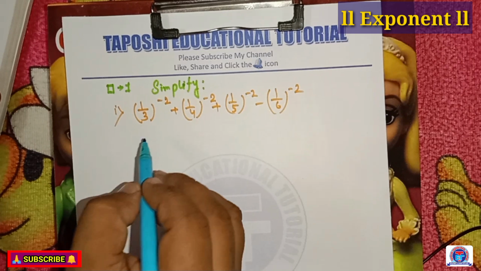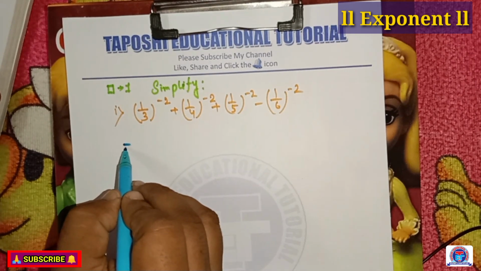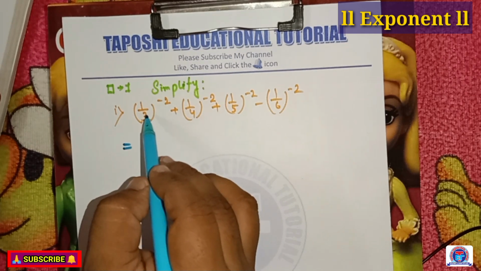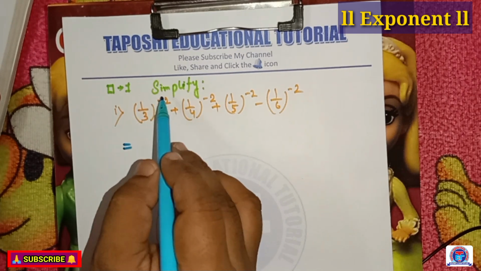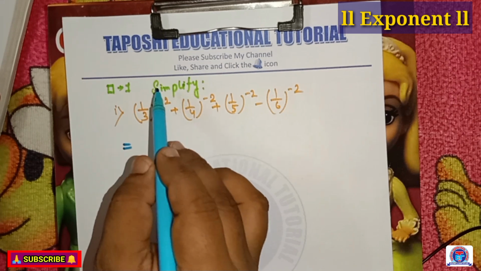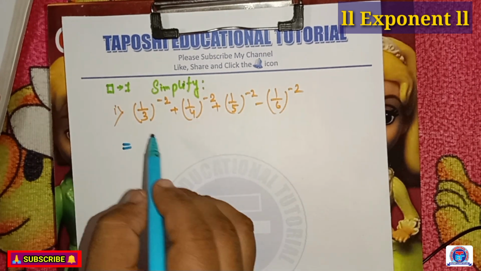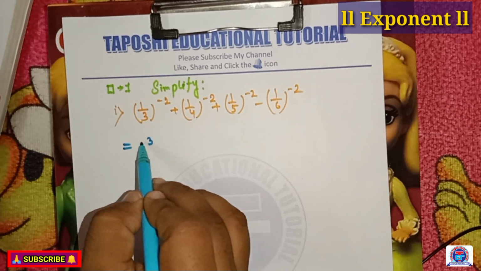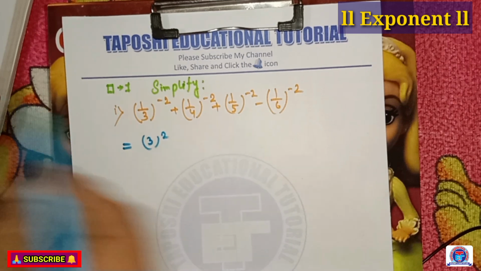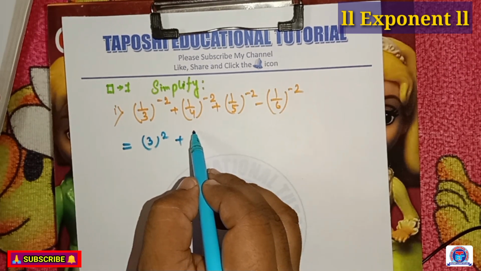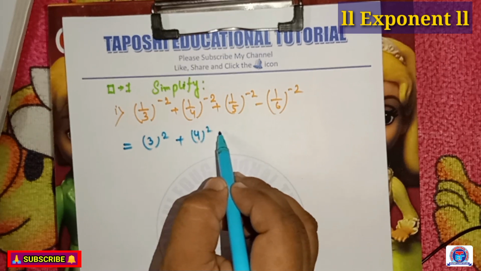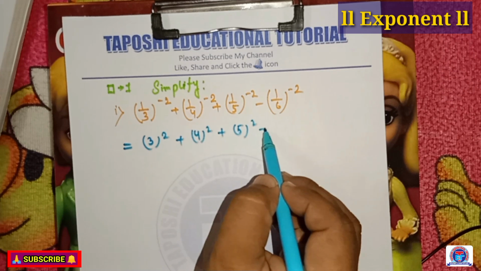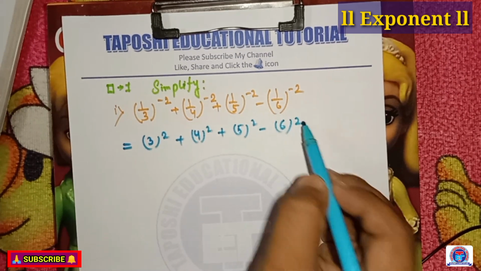We can write this one equal to this one. Exchange the numerator and denominator and its power will become positive. That means it will be written like this way: 3 square plus 4 square plus 5 square minus 6 square, correct?